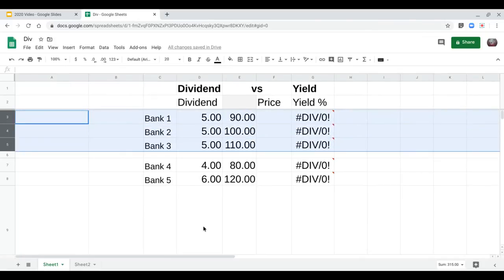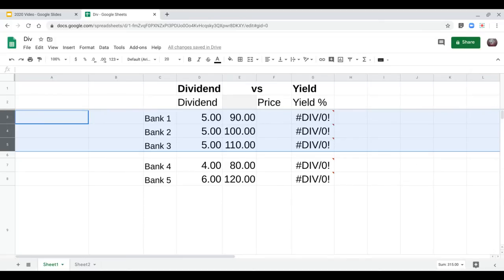Let me pose this to you. Bank 1, 2, and 3. If you had to choose one of these three banks to deposit your money in, which one would you choose? They're all going to give you $5 at the end of the year, but you need to deposit different amounts, either 90, 100, or 110. Which one would you choose if you had to choose one?